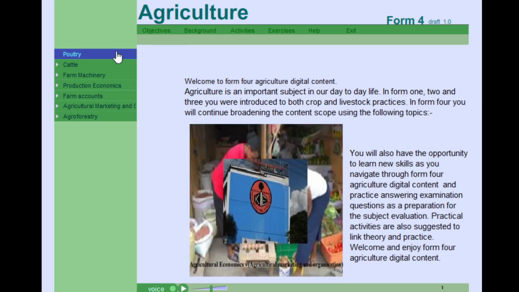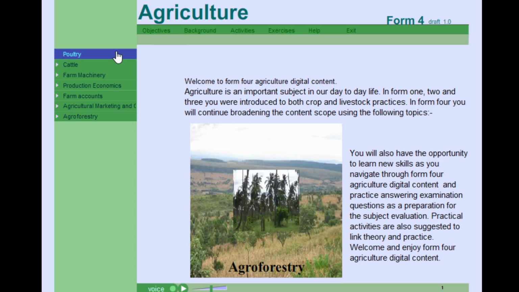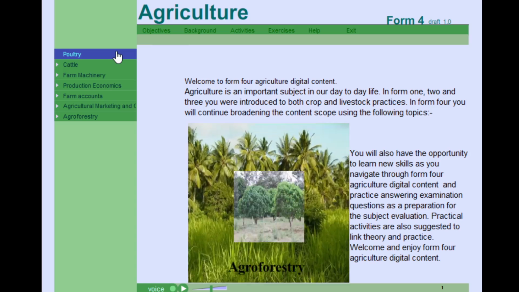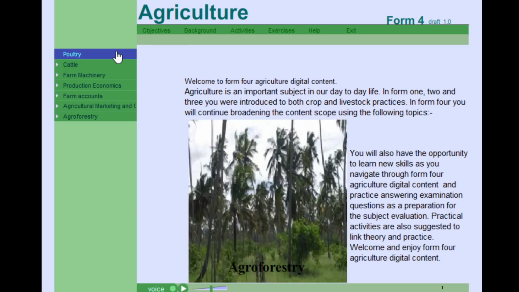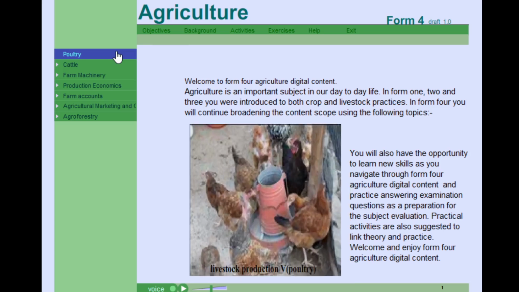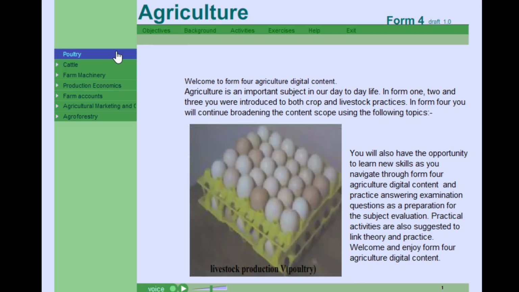You will also have the opportunity to learn new skills as you navigate through Form 4 Agriculture Digital Content and practice answering examination questions as a preparation for the subject evaluation. Practical activities are also suggested to link theory and practice. Welcome and enjoy Form 4 Agriculture Digital Content.